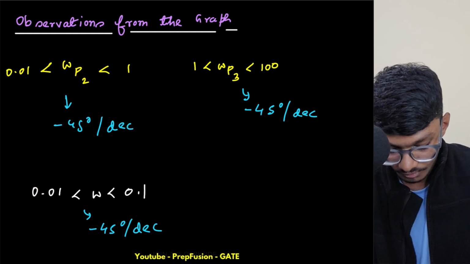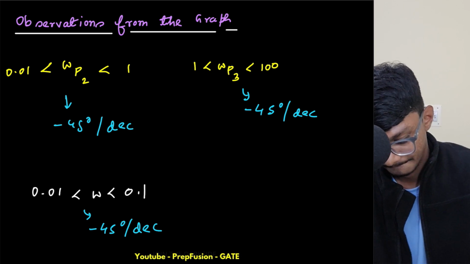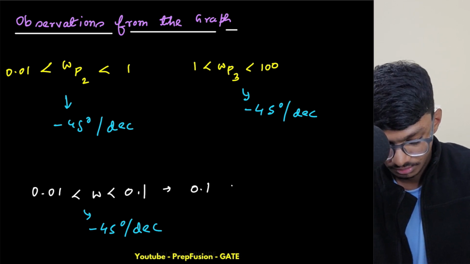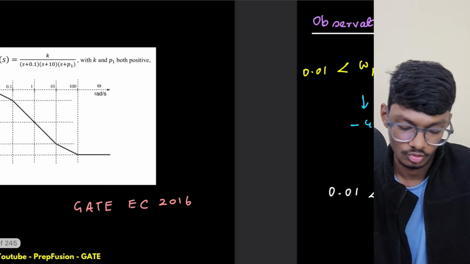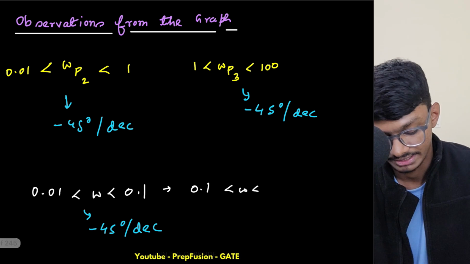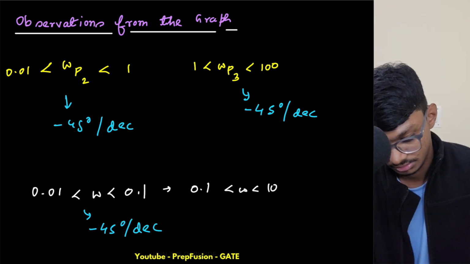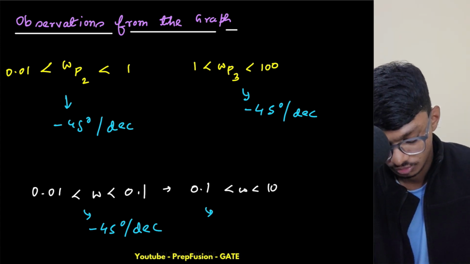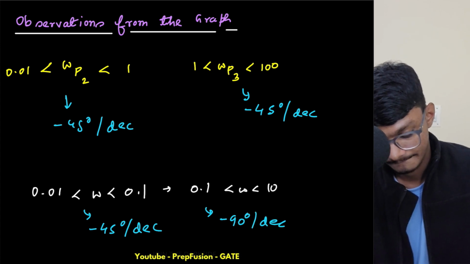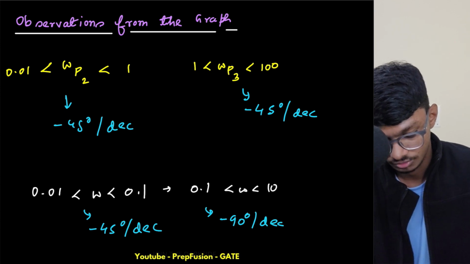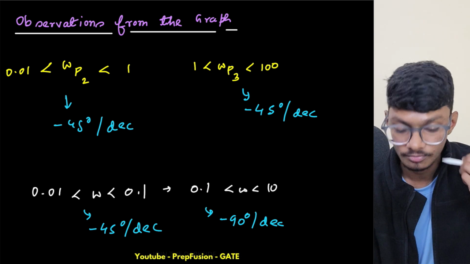But after this, what is happening? After 0.1, omega goes to how much? To almost 10, not almost 10, exactly 10. My slope is minus 90 degree per decade. Okay, so this is my slope.